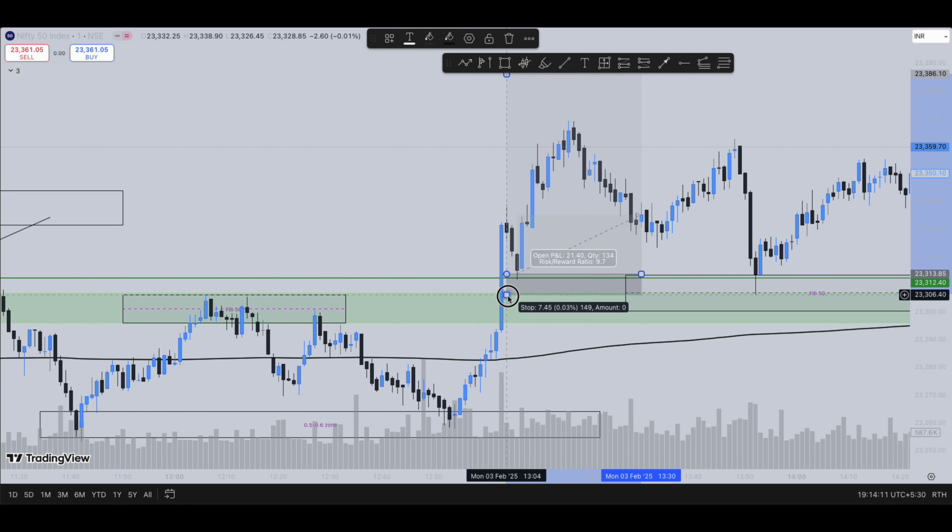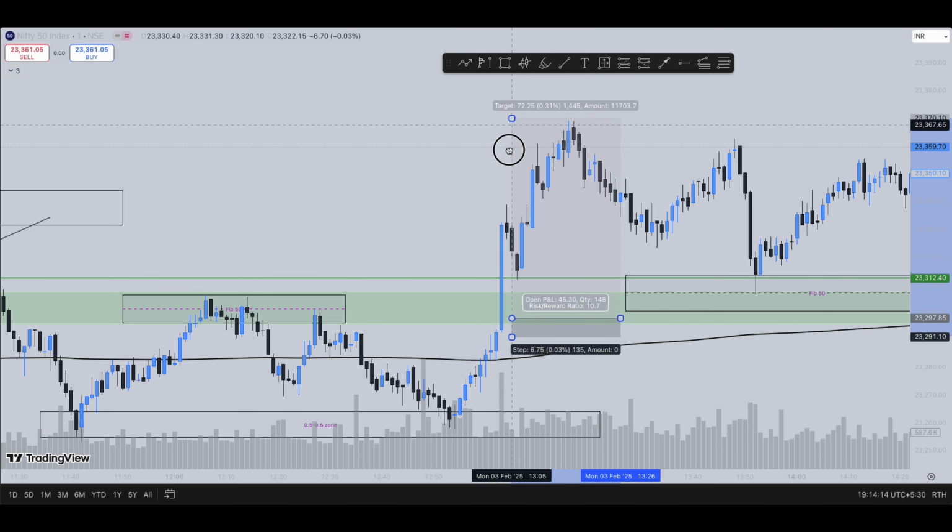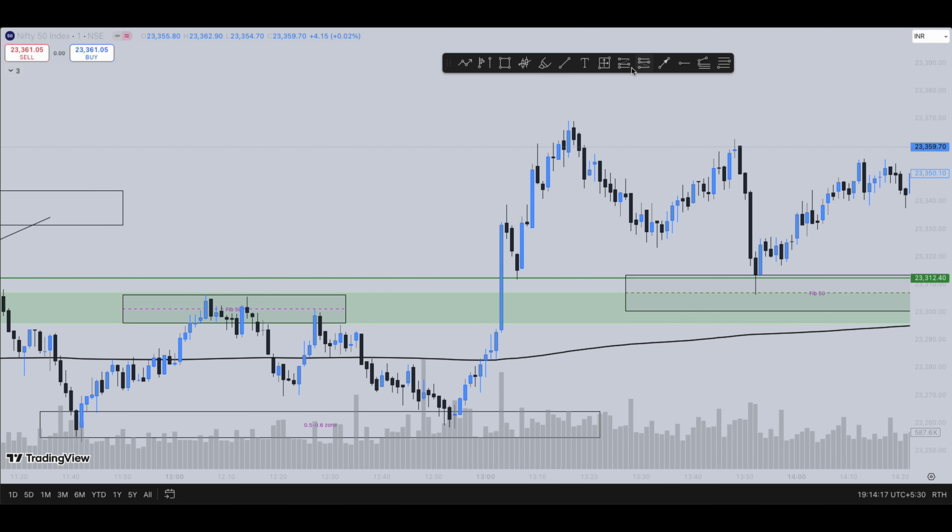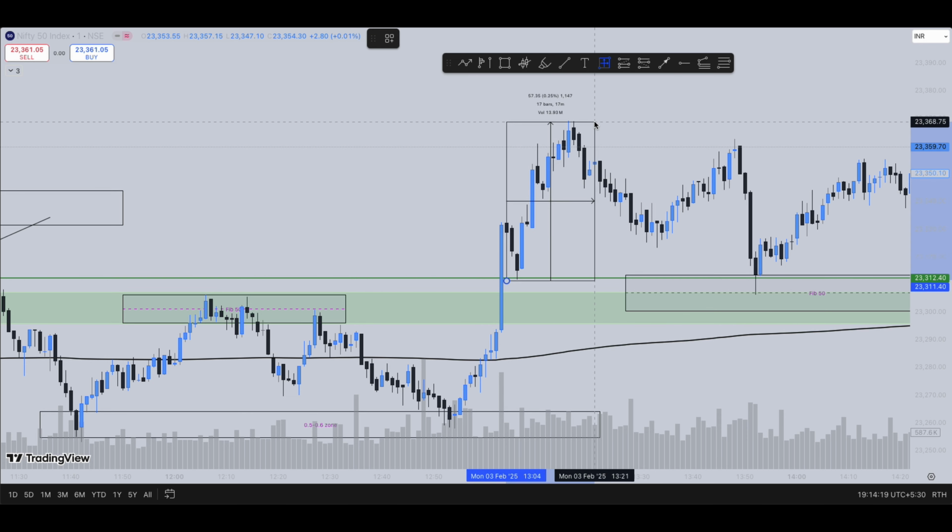Seeing this kind of support also, you could have taken a long here also, targeting this high or double of this swing downward momentum like this.